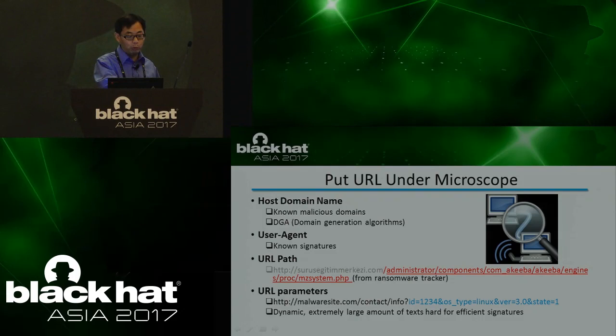So in one case, last year when the ransomware broke out, we could take some blacklist from the ransomware tracker website and put it into our signature blacklist. URL parameters are the topic of today. If you look at that, our parameters are so dynamic, they could be anything. So how do we extract features from it and start our learning process?